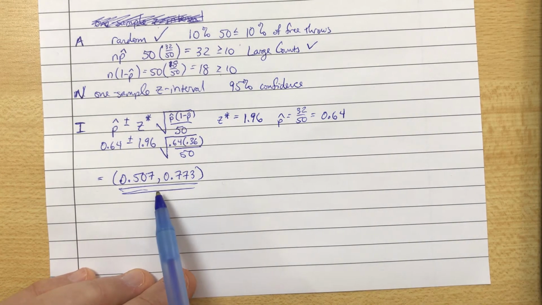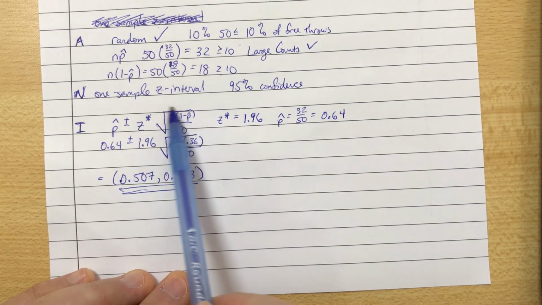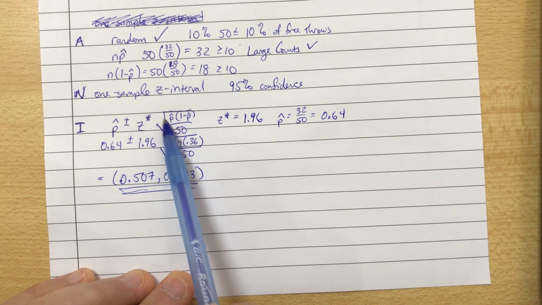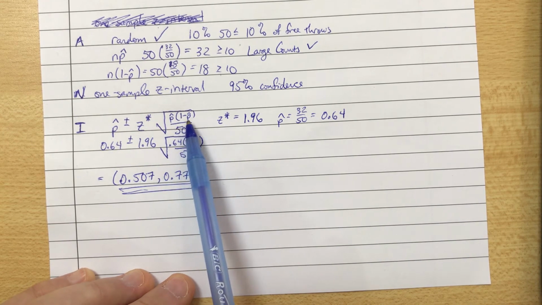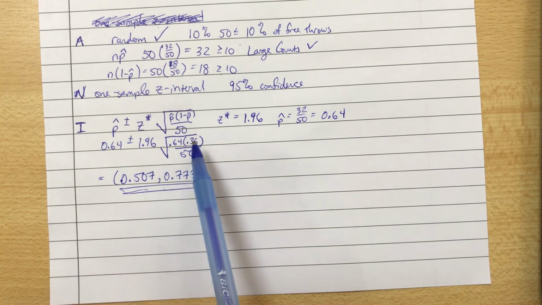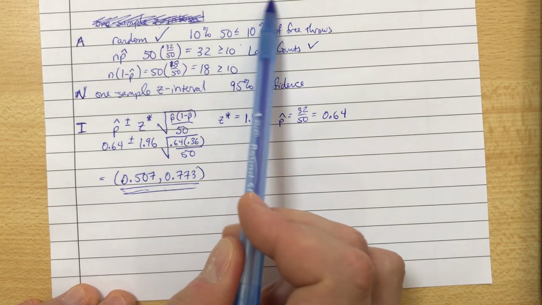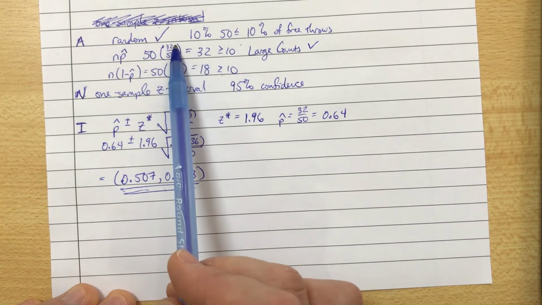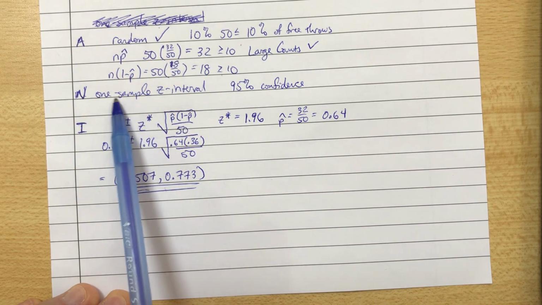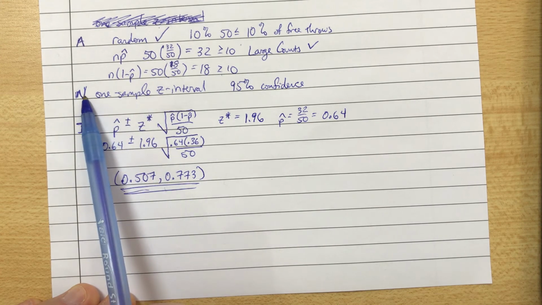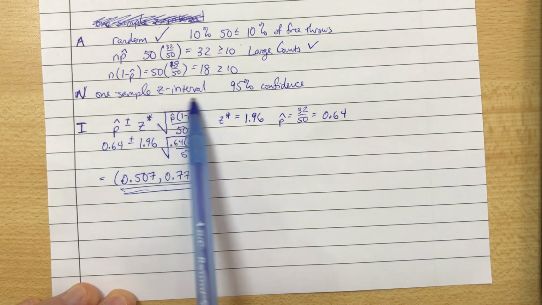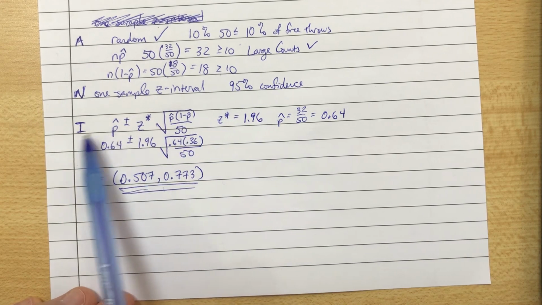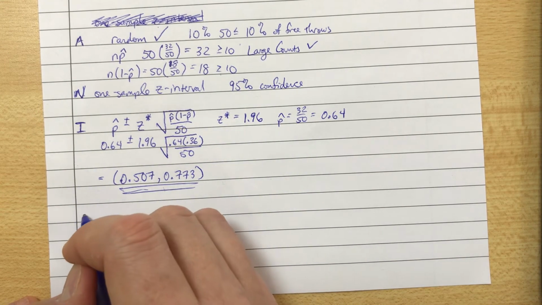Okay, so we calculated that. Remember that this part here is called the margin of error. The square root part is the standard deviation, but because this is not the true proportion, we call it the standard error. Here's the interval. The parameter is the true proportion of made free throws. Here are the assumptions; we test our conditions. The name of the interval: one sample z interval, 95% confidence. We do the interval, and the last thing is we conclude.